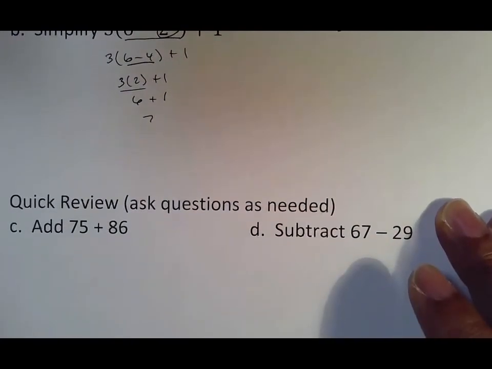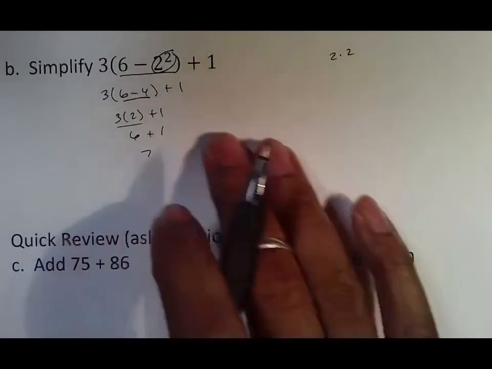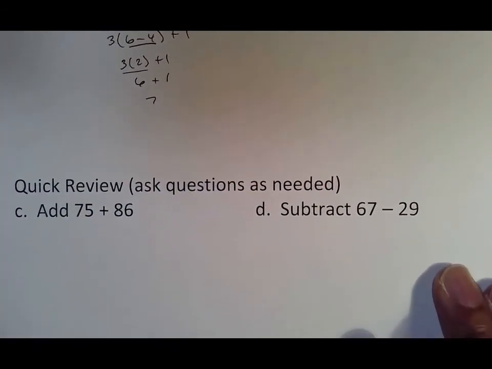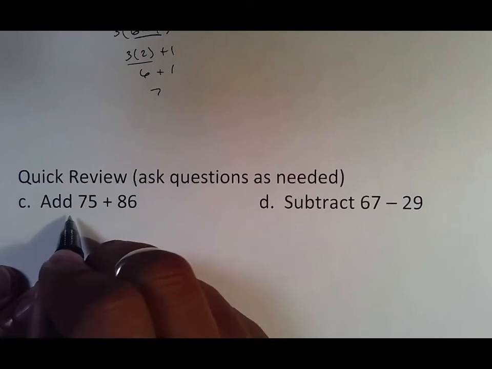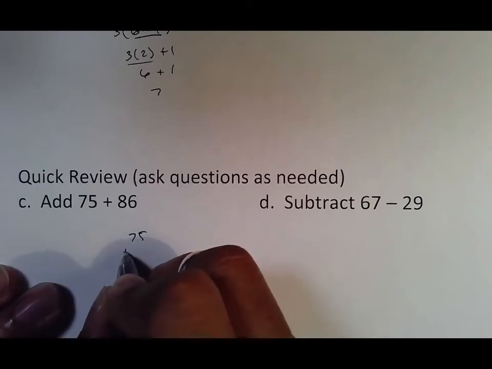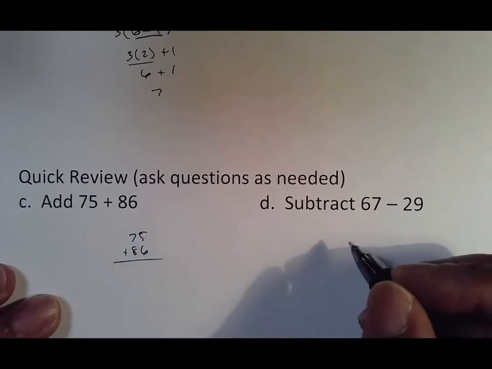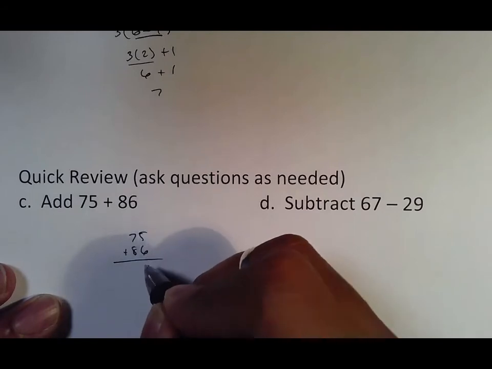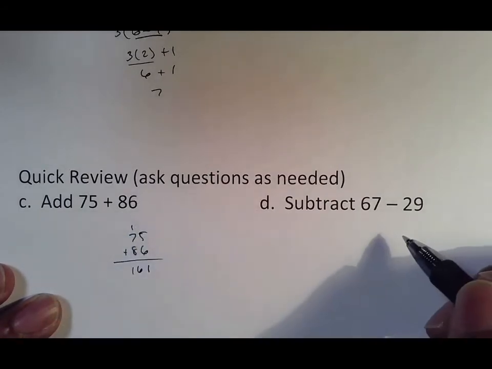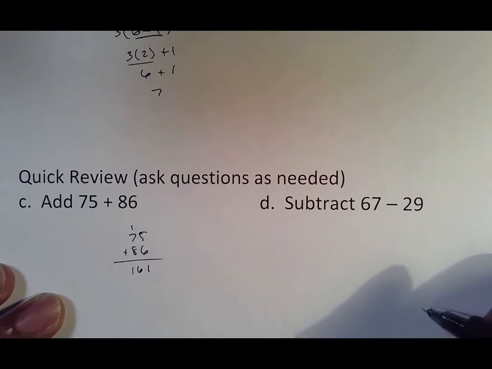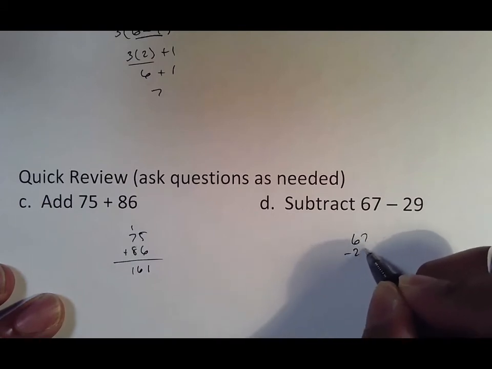So considering everything that we've been working on, that is your last lesson of the chapter. All we're going to do now is make sure that we go over everything that we need to know. So when you get to 75 plus 86, for those of you who are having issues, make sure you talk to somebody. 5 plus 6 is 11, carry the 1. 7 plus 1 is 8, plus 8 is 16. 161 is your answer.